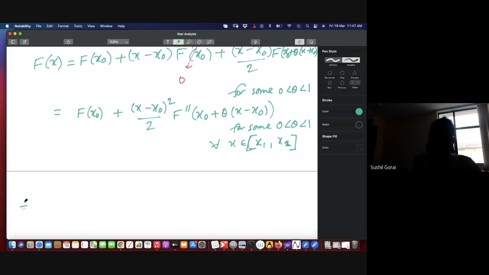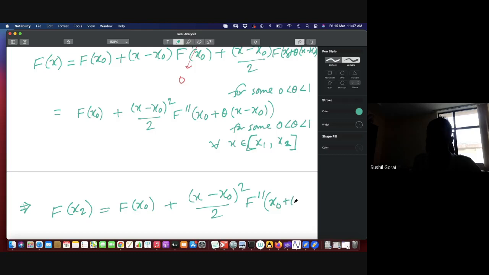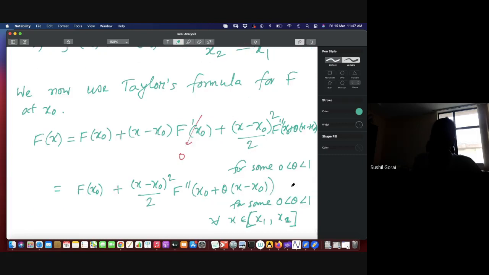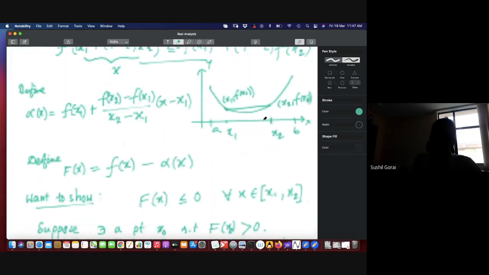So this implies we evaluate now f of x2. So f of x naught plus x minus x naught square by 2 f double prime of x naught plus theta times x2 minus x naught, right? So here let me go to the picture.